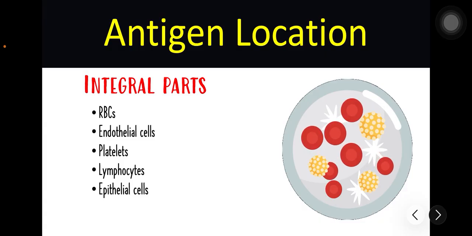Endothelial cells, which are the cells lining the blood vessels, also express certain blood group antigens. Platelets express several types of antigens that are critical for transfusion and transplantation compatibility. Lymphocytes, like other nucleated cells, express antigens primarily related to the HLA system. And then epithelial cells across various organs express a variety of blood group markers.